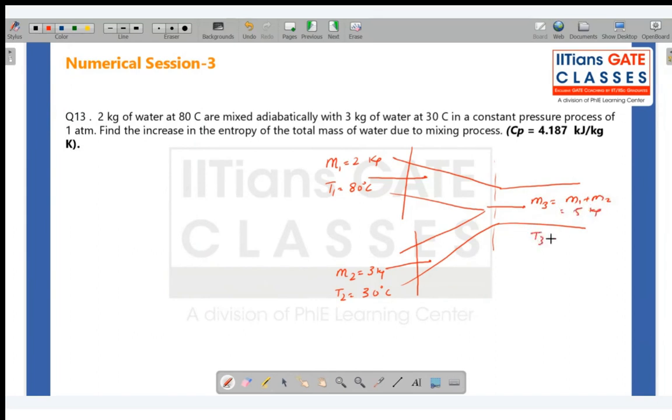5 kg, and T3. So can I write T3 is equal to T1 plus T2 by 2? Can I do that? Yes? No? Because I know at least one person would be here. Okay, first tell me, can I do that? Yes or no? Yes, no, quickly.